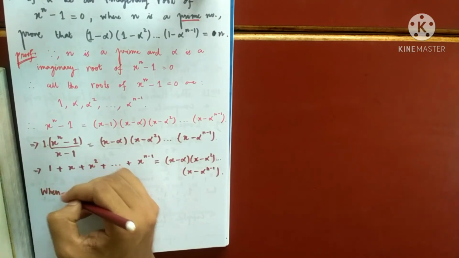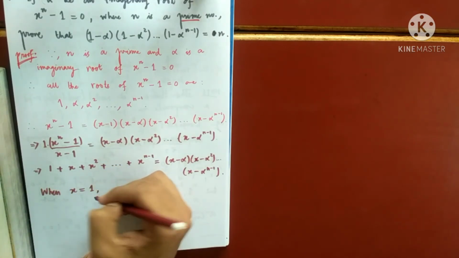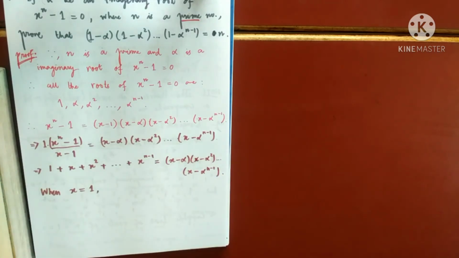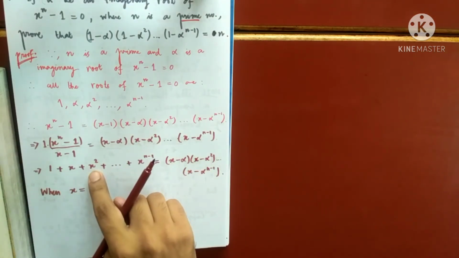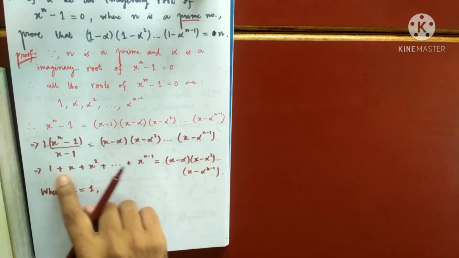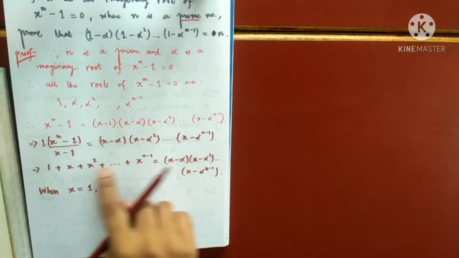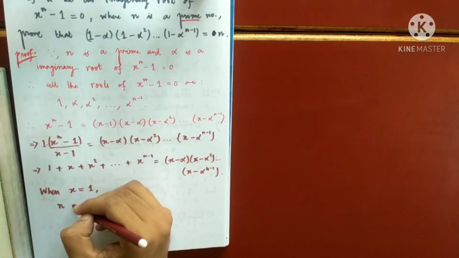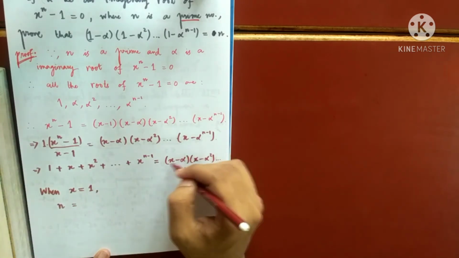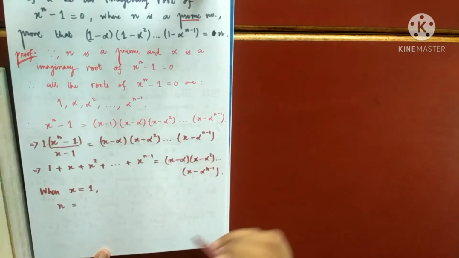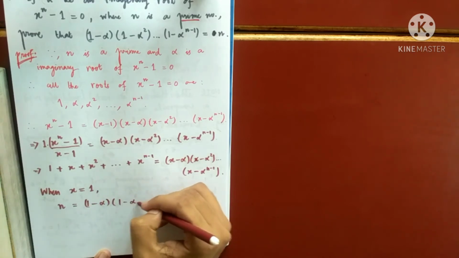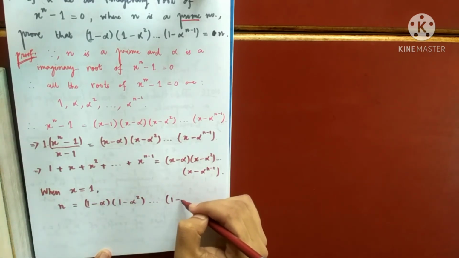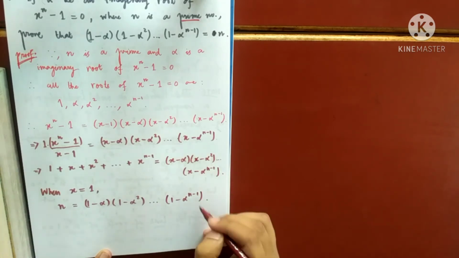So when x equals 1, what is the left hand side? I am putting 1 plus 1 plus 1 plus 1 and so on. So this is how much? 1, how many times? n times. And what is this? This is nothing but 1 minus alpha square dot 1 minus alpha to the power n minus 1. So this completes the proof.